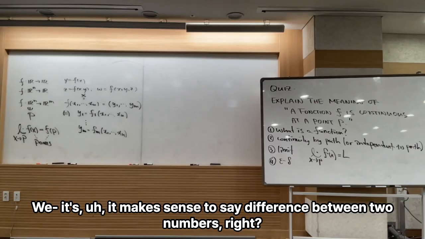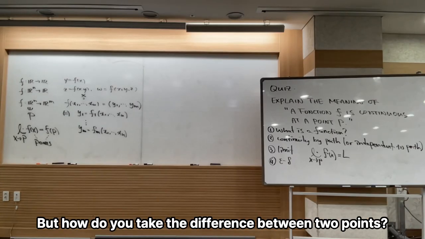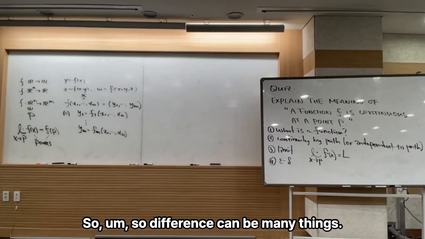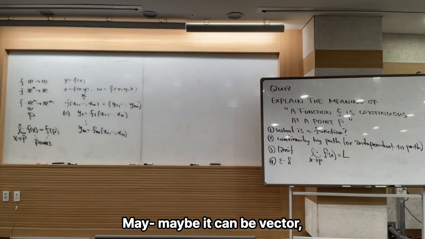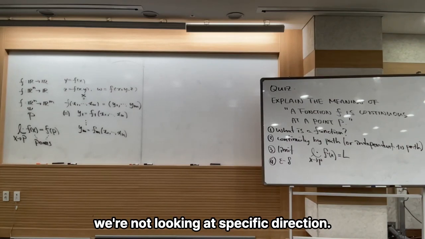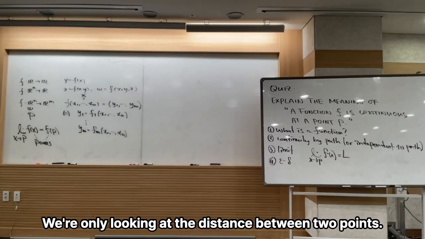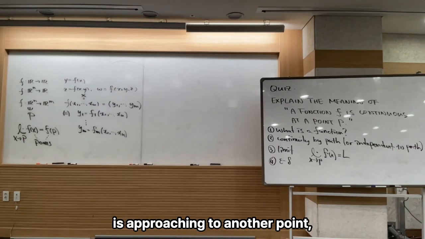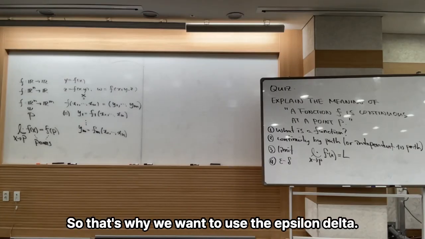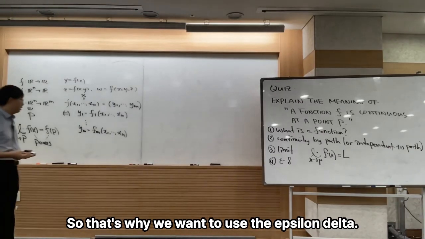What do you mean by the difference between two points? It makes sense to say the difference between two numbers, right? But how do you take the difference between two points? Distance, yes. So difference can be many things. Maybe it can be a vector, because a vector also gives you the difference from one point to another. But we're not looking at the vector, we're not looking at a specific direction. We're only looking at the distance between two points. When we say one point is approaching another point, we say the distance between the points is decreasing to 0. So that's why we want to use epsilon delta.